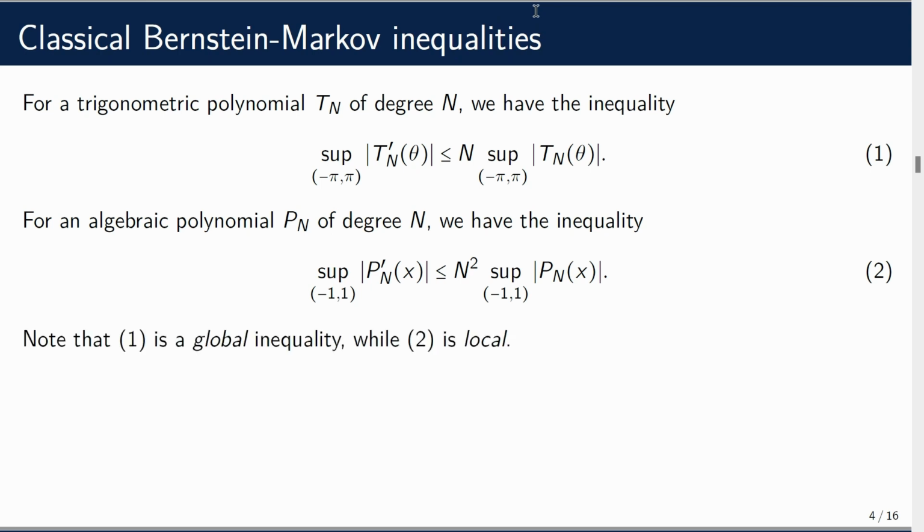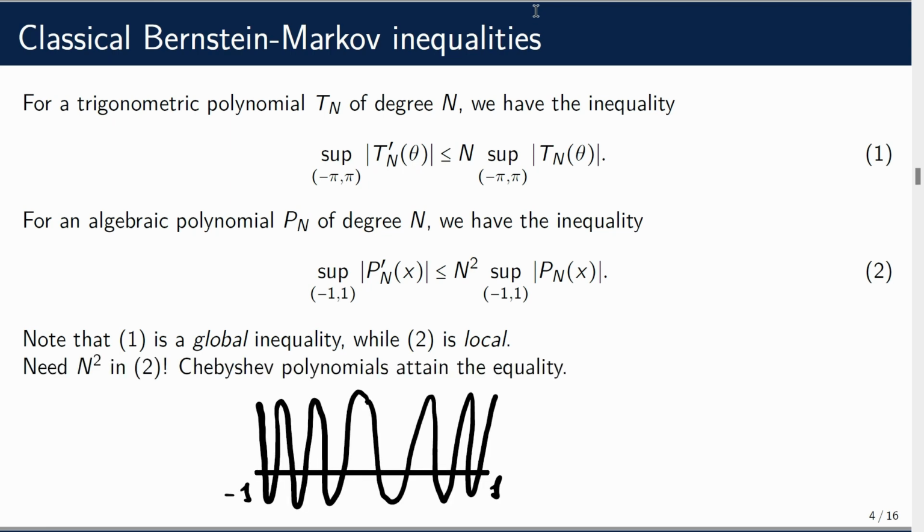Okay. More seriously, what I want you to note is that the Bernstein inequality, the first one, is a global inequality, right? You're bounding the trigonometric polynomial on the whole circle. Well, this Markov inequality with the degree squared is local. And the other thing I want you to note is that you really need this n squared, this degree squared, in the Markov inequality. Again, Chebyshev polynomials are extremizers, and they attain equality with n squared. This is a stupid drawing of a Chebyshev polynomial. You can see that the problem is that the zeros of the Chebyshev polynomial get tighter together towards the extremes of the interval, and that's why you need this degree squared.